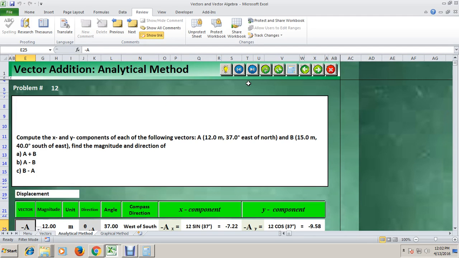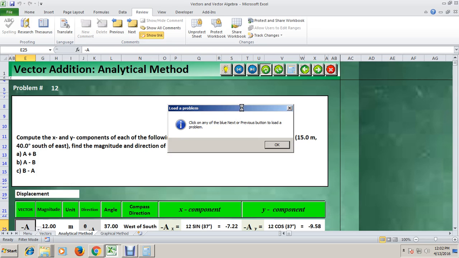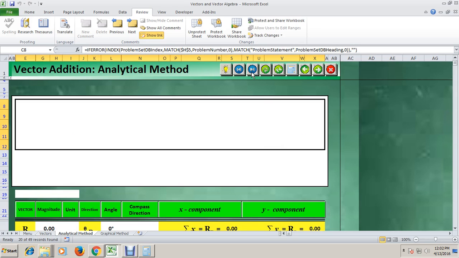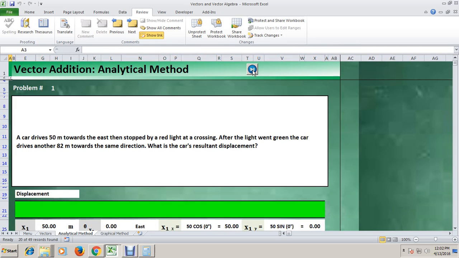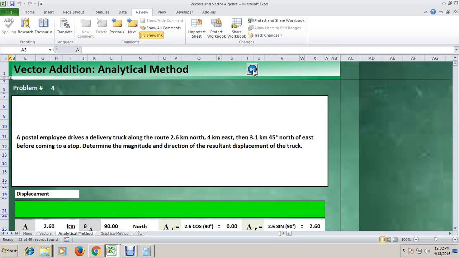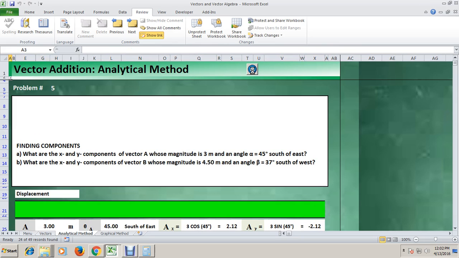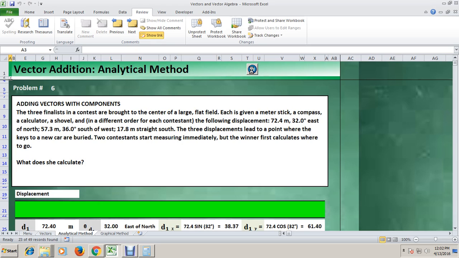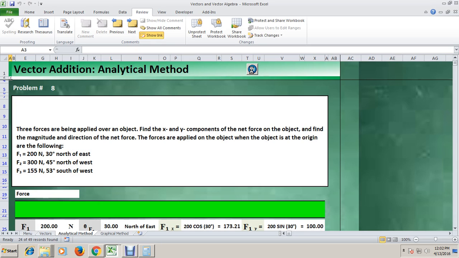Okay, so as part of your exercise, just like what I have presented to you for the graphical method, I expect that you will be doing the exercises, problems number 7, number 8, number 9, and number 10. But this time, using the analytic method.